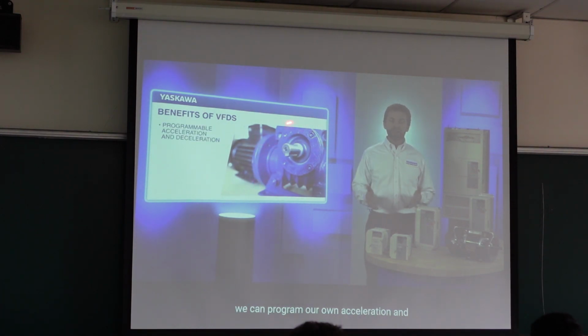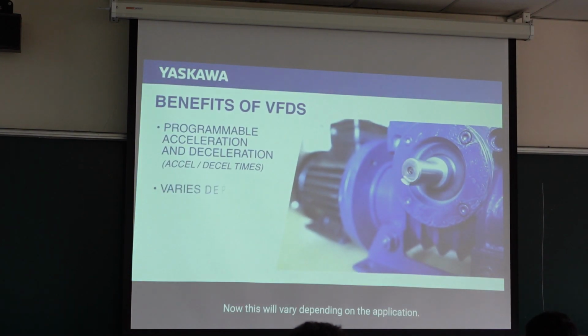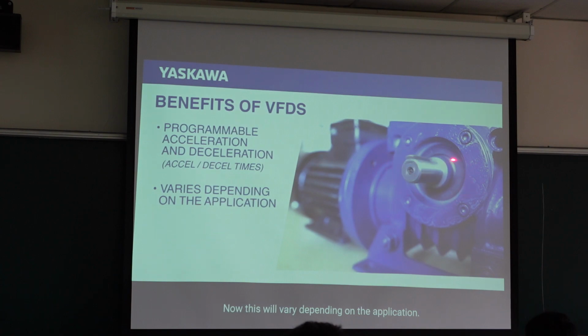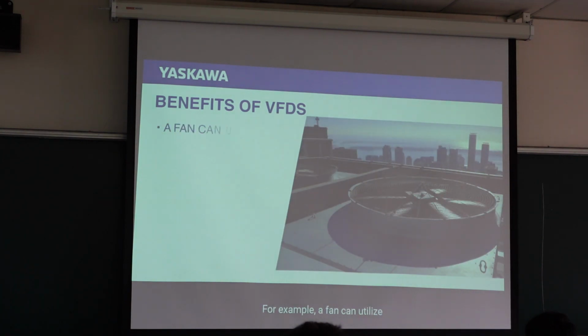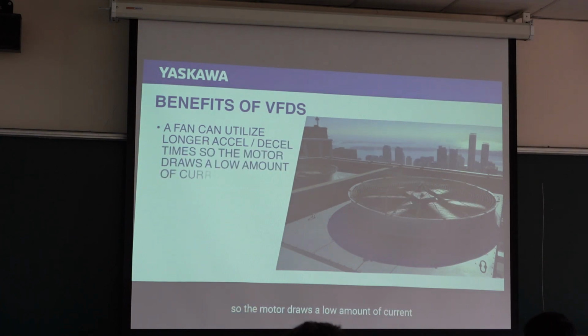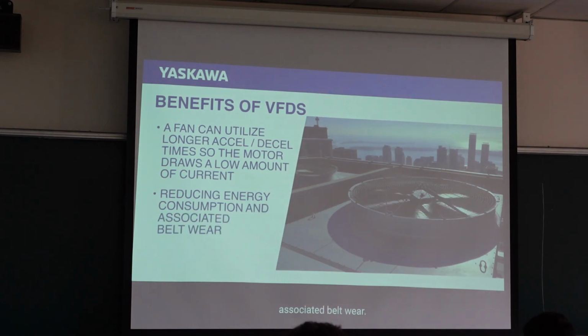Since we now can control the motor, we can program our own acceleration and deceleration. So we can control the speed, accel and decel times, precisely. Now this will vary depending on the application. For example, a fan can utilize longer accel and decel times, so the motor draws a low amount of current, reducing energy consumption and associated belt wear.